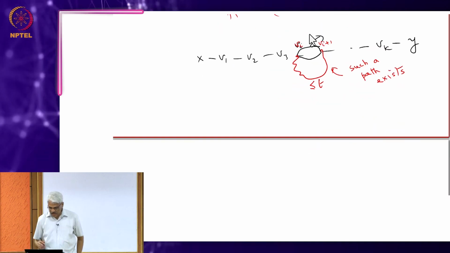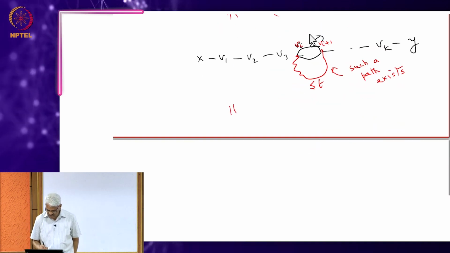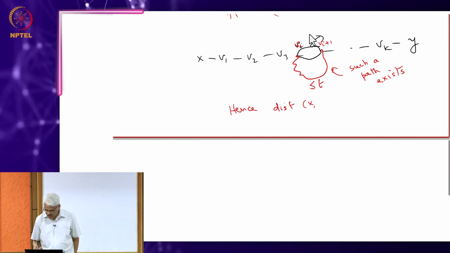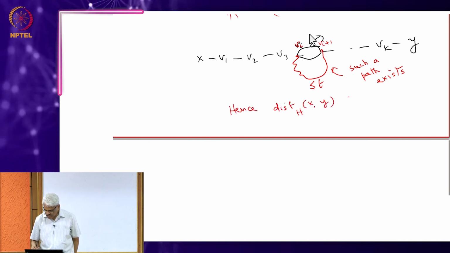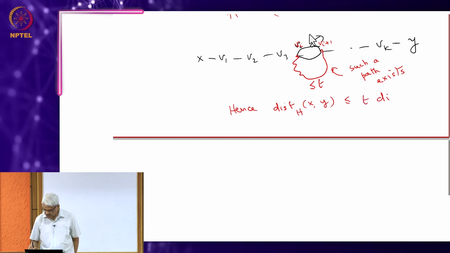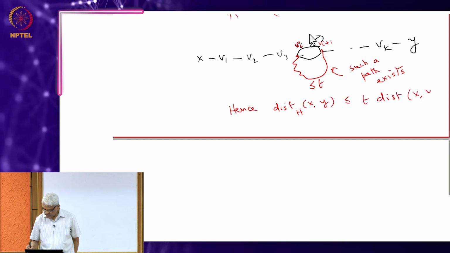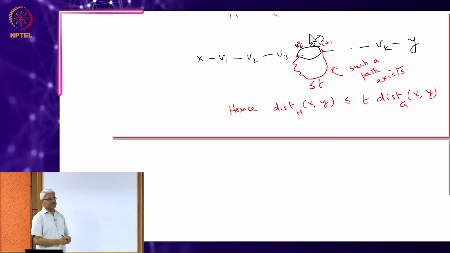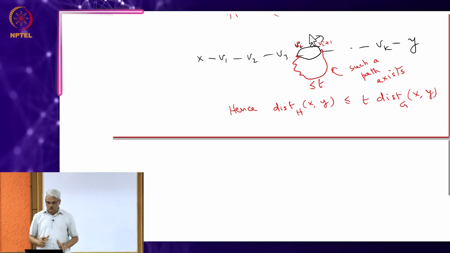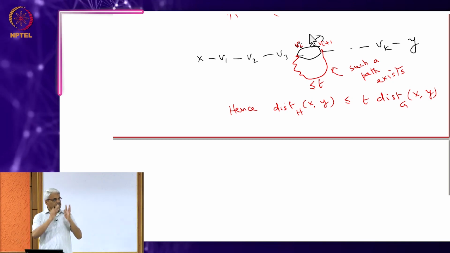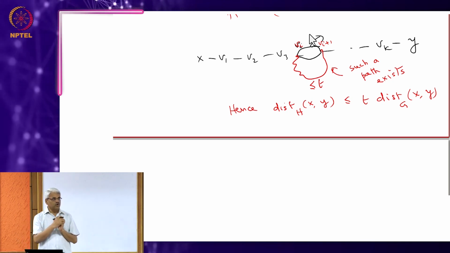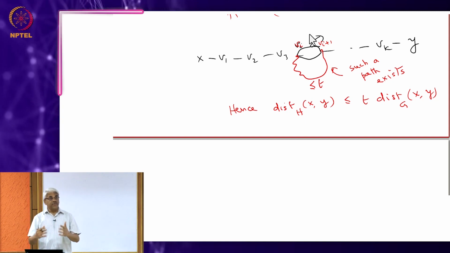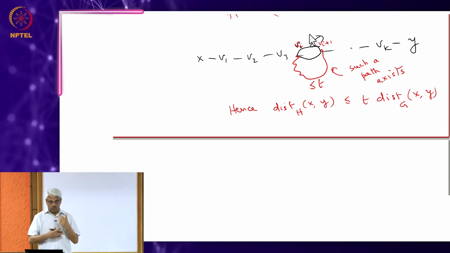So I am going to just say hence the distance between x and y in H is at most t times the distance between x and y in G. So if you are willing to settle for an approximation factor of t, I do not have to remember G, I can throw away some edges and I store H. But how much saving did I do, right? What is H?